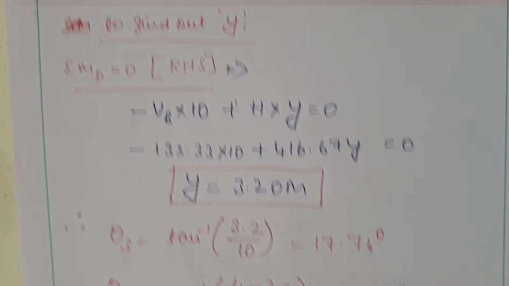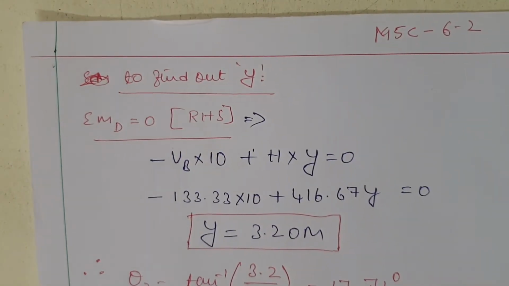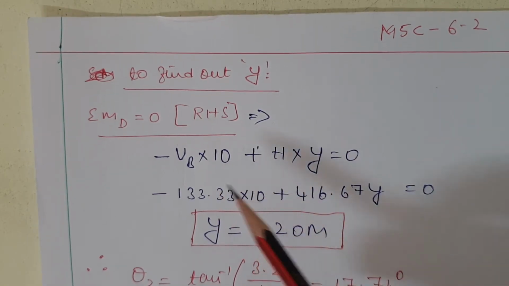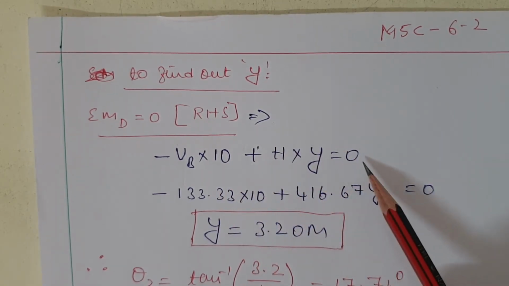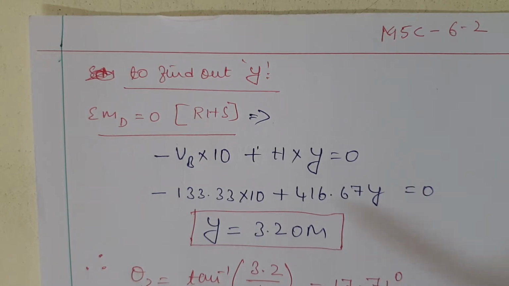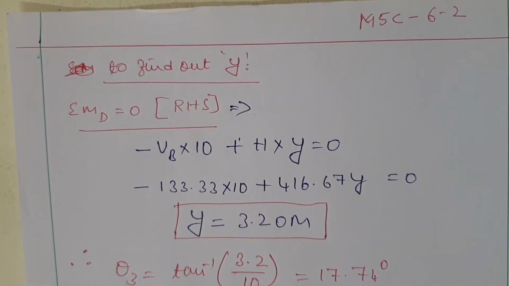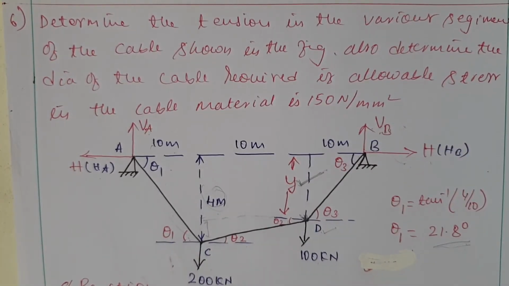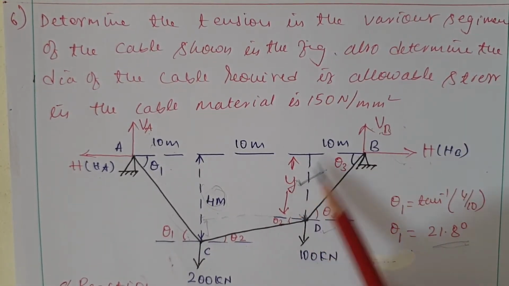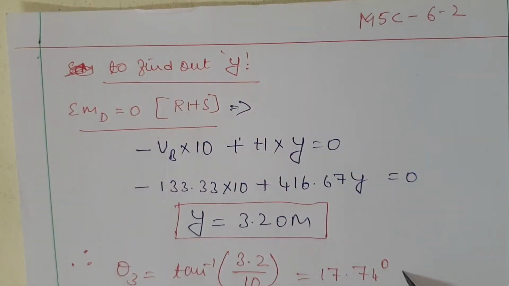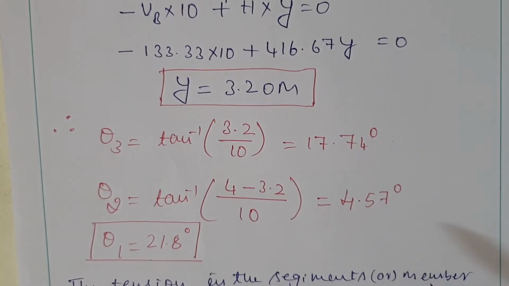To find the y distance, moment at D equal to 0 for the RHS: minus VB into 10 plus H into y equal to 0. Then the y value is 3.20 meters. From that we can easily find theta 3: the opposite side is y and the adjacent side is 10, so theta 3 is 17.74 degrees.